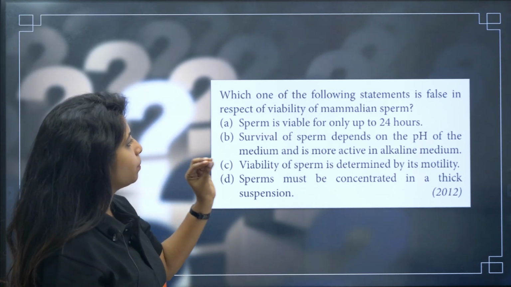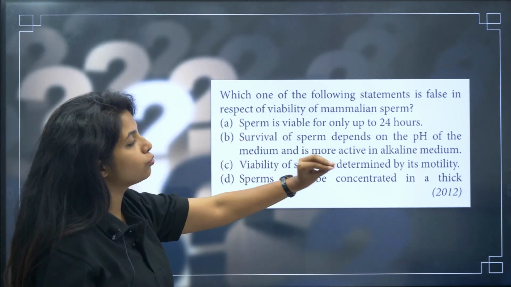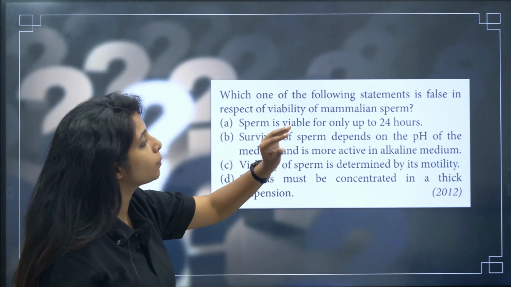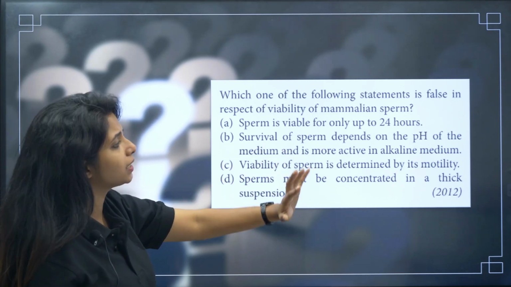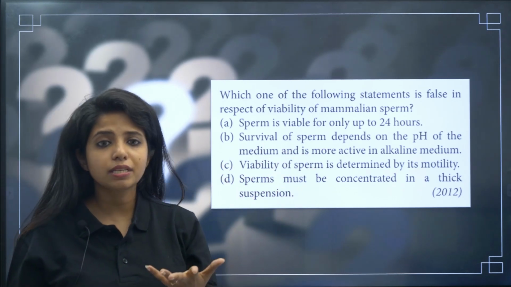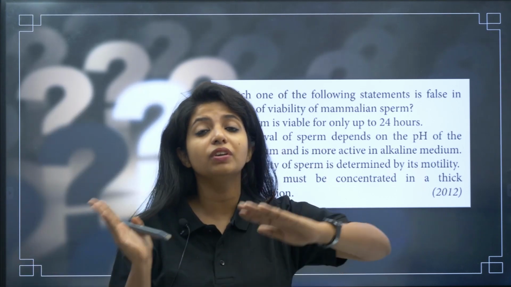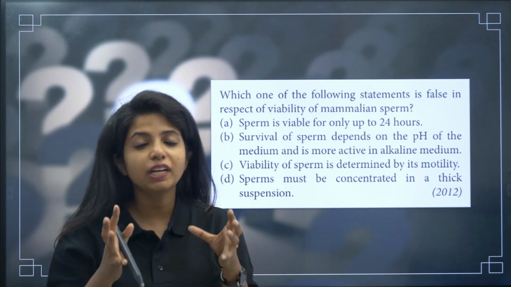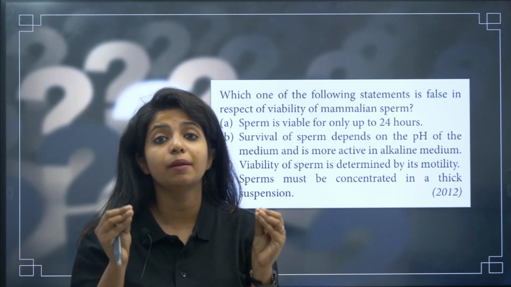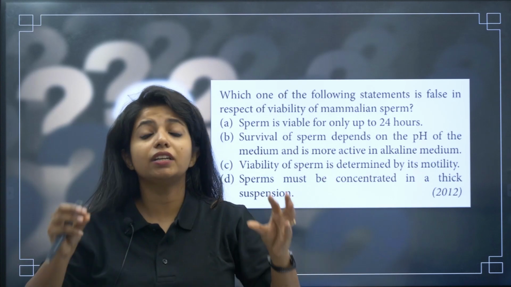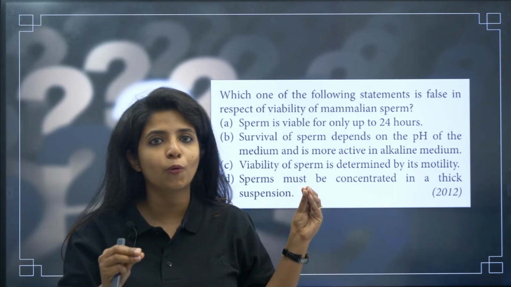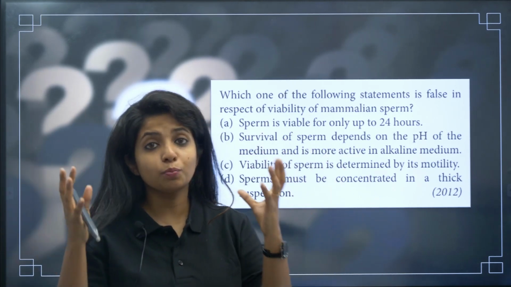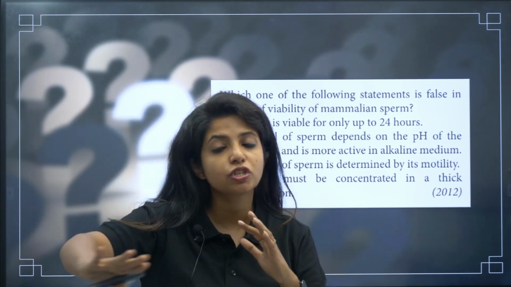Now, the first statement: sperm is viable for only up to 24 hours. Let's just read the options. B: survival of sperm depends on the pH of the medium and is more active in an alkaline medium. Is it correct? Obviously. Along with sperm, we have the seminal plasma, which is a secretion of all the glands. Why do we need that? Because the sperm needs an alkaline pH to sustain. The female genital tract is acidic. Can the sperm sustain there? No. So, surrounding and protecting it, they have the seminal plasma, which makes the pH around 7.3 to 7.5, which is alkaline.